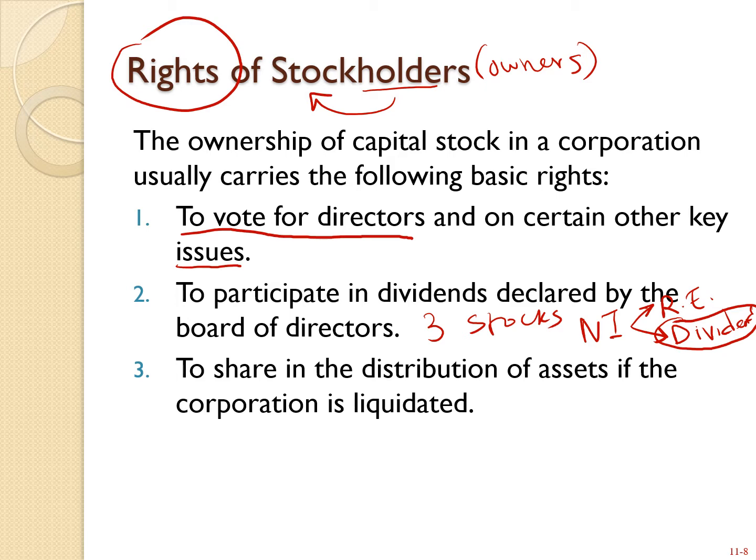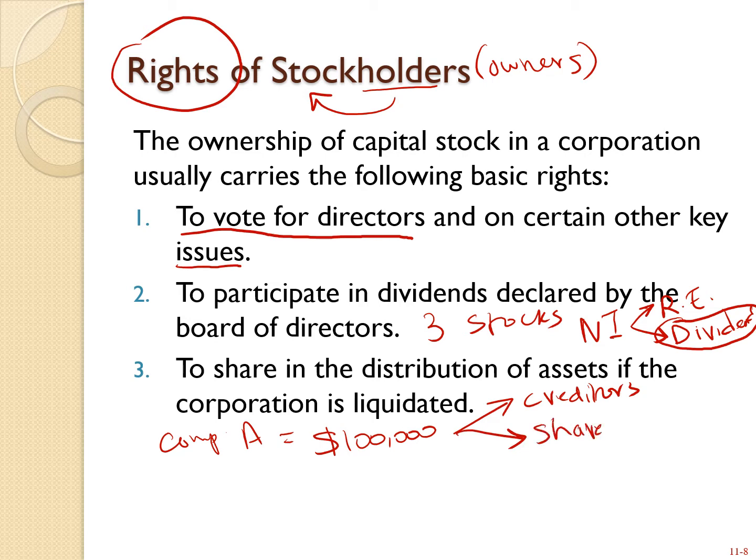Finally, upon liquidation of the company, you get a portion of the value that is liquidated. Assume that we have a company A, and it gets liquidated. The amount that remains after liquidation is $100,000. The first people who get their money are creditors, banks and bondholders, and so on. Then you go to shareholders, and you distribute the rest of the money on them proportionally.